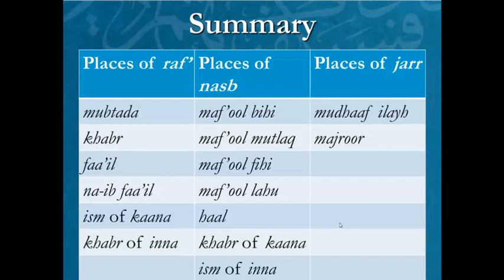Okay, and then the remaining two would go in nasab. So the nasab category is larger. First of all, the object, maf'ul bihi. Maf'ul bihi is the direct object, Zayd hit Amr. And maf'ul mutlaq is the generic adverb. The example was farihtu kathiran. I became extremely happy.